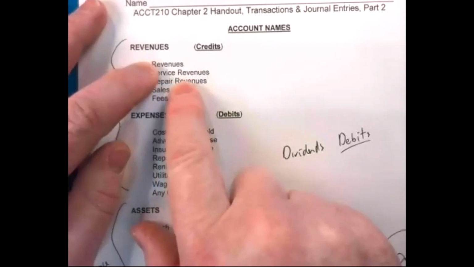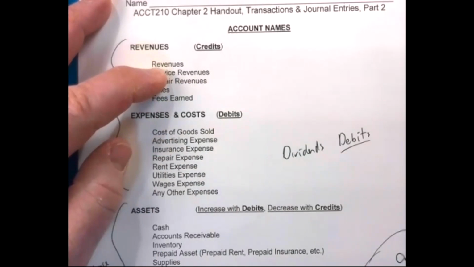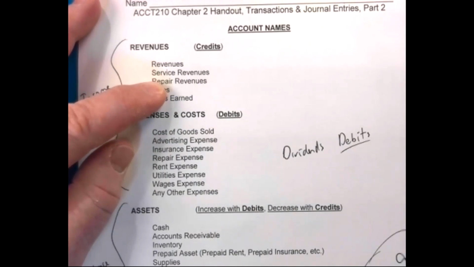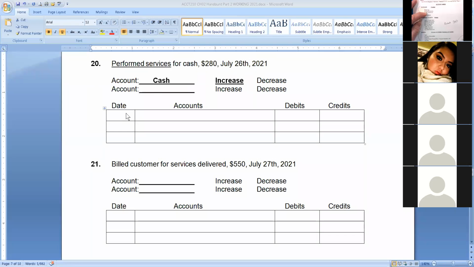so revenues, you can just put in revenues for any of these. Most businesses make revenues one way, or maybe possibly two ways, but a lot of times they just make it one way. But if you just put in revenues, that's fine. They would probably call this one a service revenue because you did a service. But again, if you just put in revenues, that's fine too. I'm going to put in service revenue, but just revenue is fine.